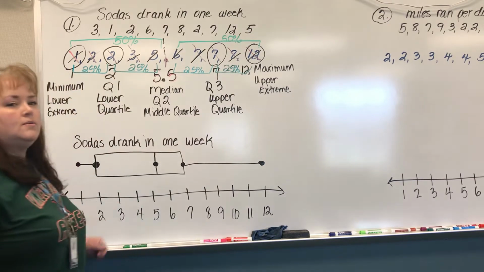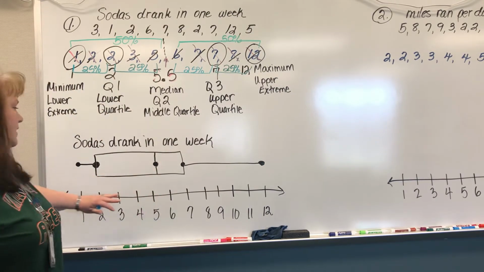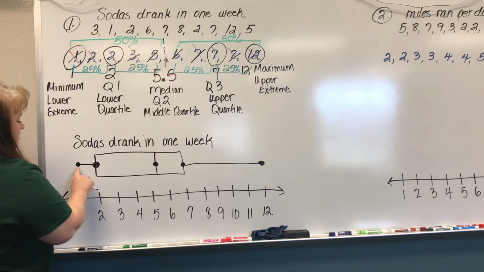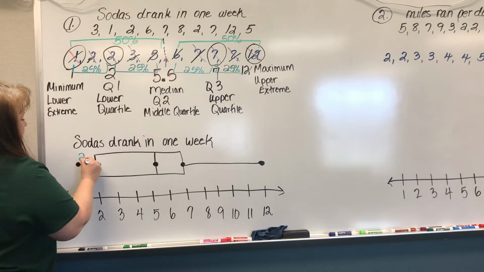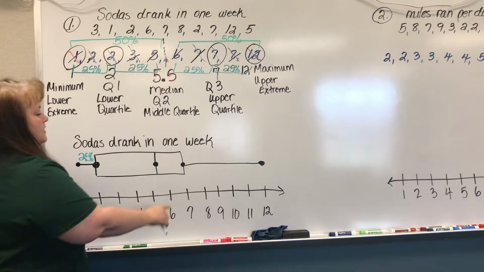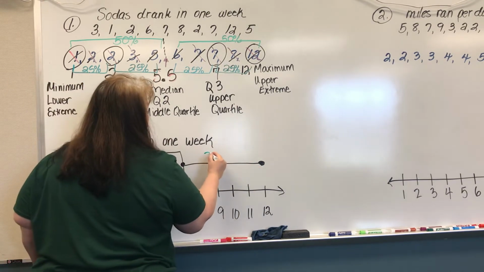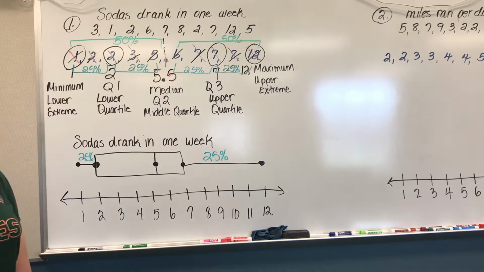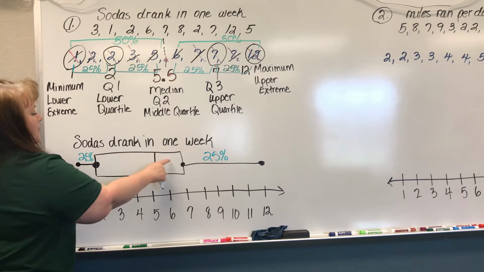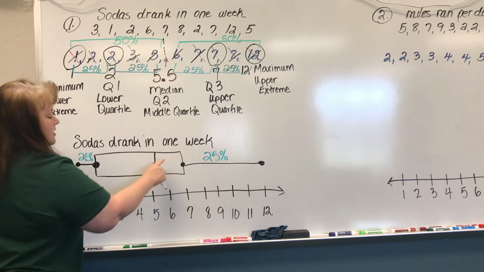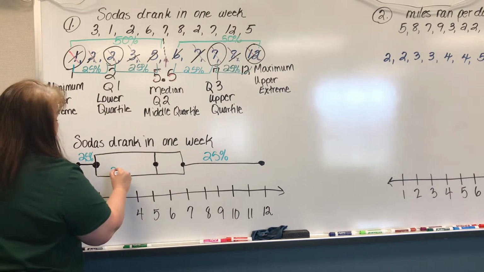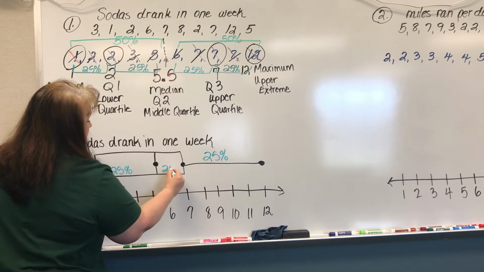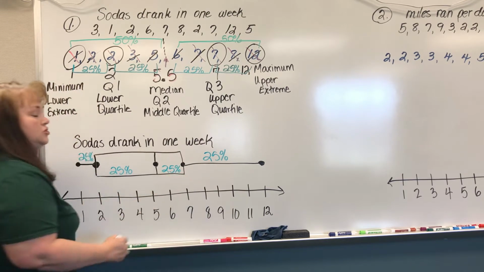Okay? So what that looks like on your box and whisker plot is the whisker from here to here is 25% of your data. Okay? And so from this whisker to this whisker is 25%. All right? On the box, each section of the box is 25%. So this part and this part are each 25%.